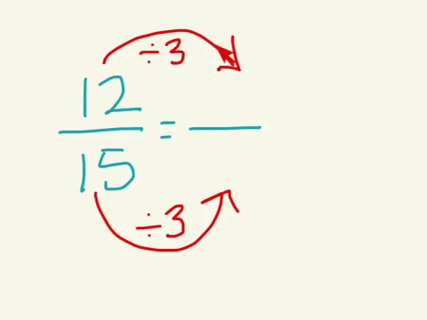12 divided by 3, or 12 split into 3 groups, would be 4. 15 divided by 3, or 15 split into 3 groups, would be 5. So our equivalent fraction for 12/15 is 4/5. We could also say that that's a reduced fraction because the numbers got smaller or lesser. And we could say that this fraction is in simplest form because you can't reduce it or divide it down anymore.